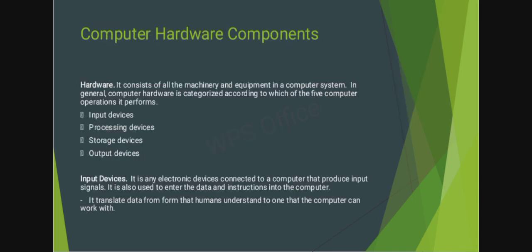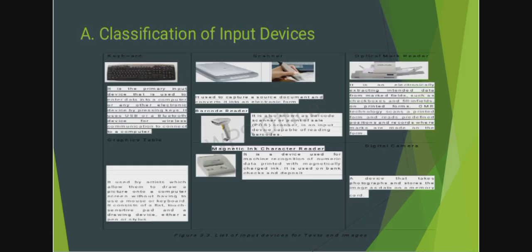Next, we have computer hardware. Computer hardware consists of the machinery and equipment of the computer system. We have the input device, processing device, storage device, and output device. An input device is an electronic device connected to the computer that produces input signals. This is an example of classification of input devices. We have keyboard, scanner, digital camera, graphic tablet.